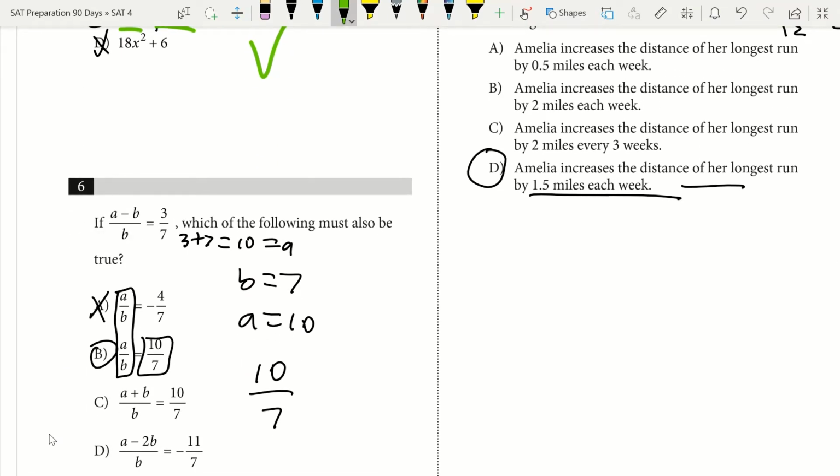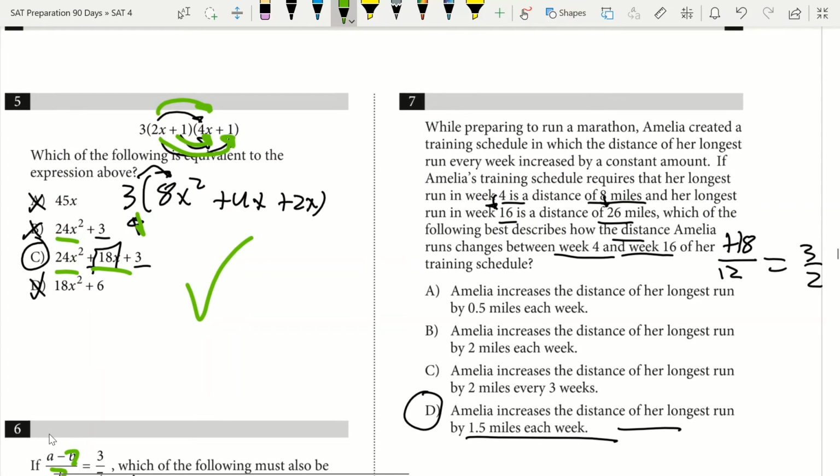Number 6, I'll erase some of this. Which of the following must also be true? I see b is going to have to be 7 since that's what's in my denominator. So 7 there, 7 there. Multiply each side by 7. That's going to give me 3. 3 is equal to a minus 7. Add 7 to each side. That's going to give me 10 is a, which means a over b is going to be 10 over 7. That's correct as well.